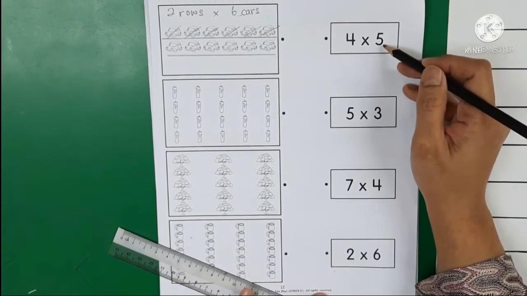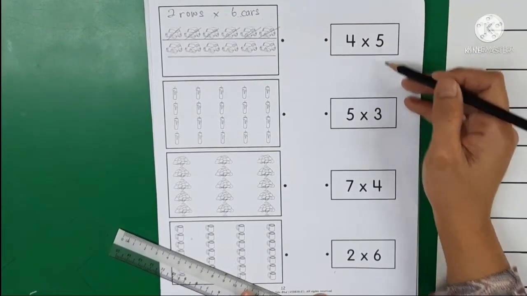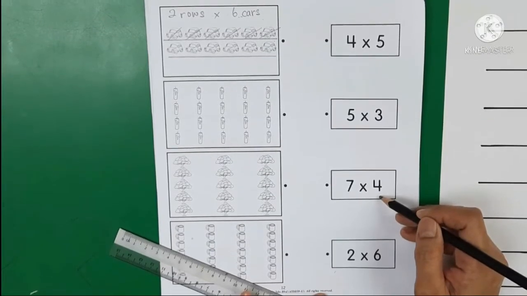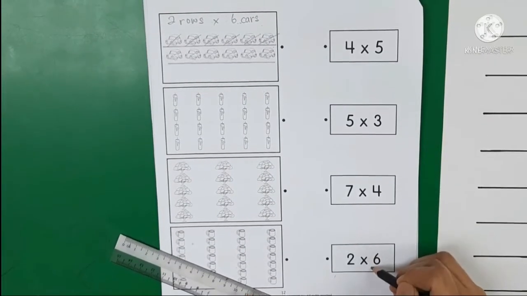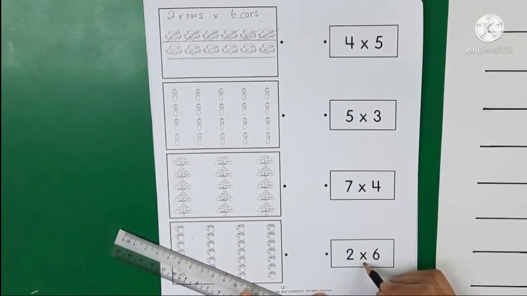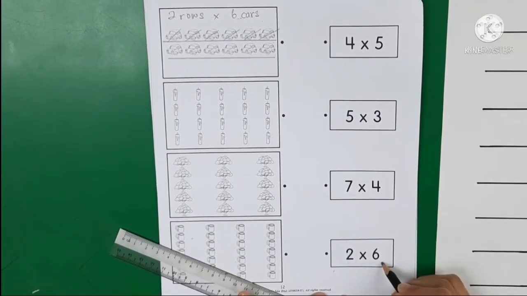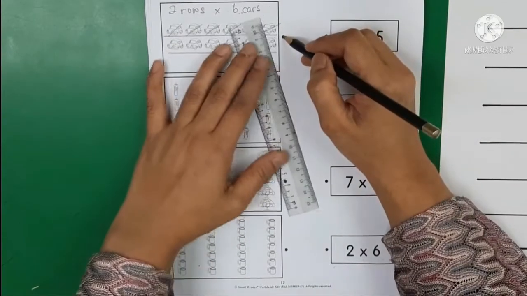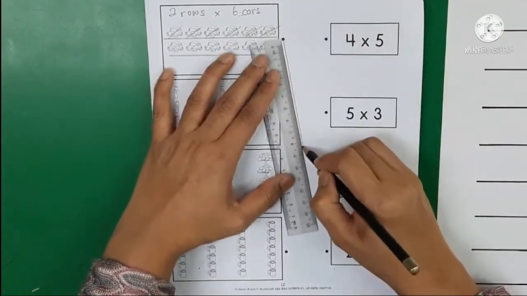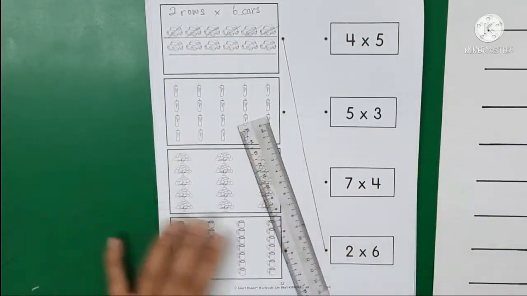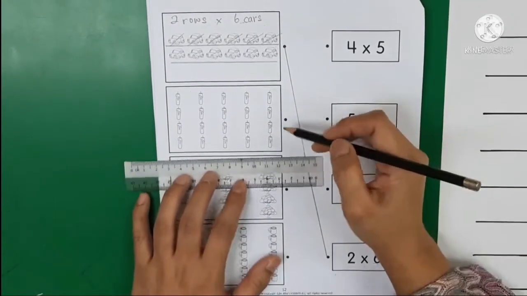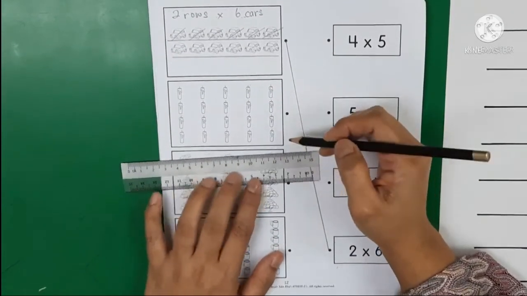Is this 2 times 6? No. What about this? No. What about this one? Yes. Yes, this is 2 times 6. 2 rows times 6 cars. Let's match the first picture to this one. Right. Now let's try the second picture.